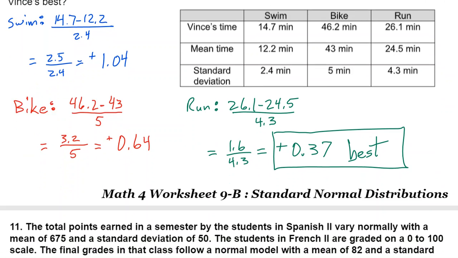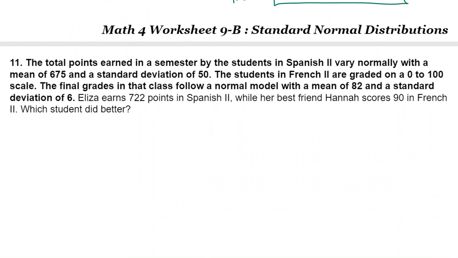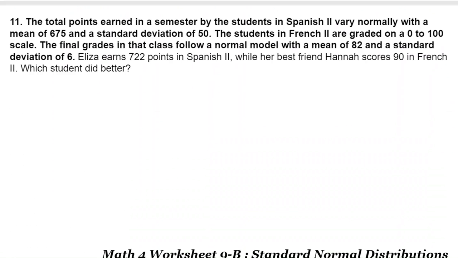So anyway, moving on. Last, we have Eliza and Hannah taking their respective foreign language tests. And so they've basically given us all the information. They want to know which student did better. We need the z-scores on both of them. So we'll start with Eliza.